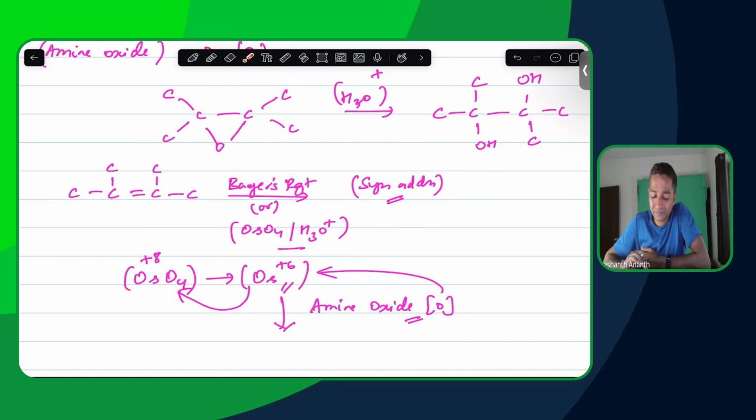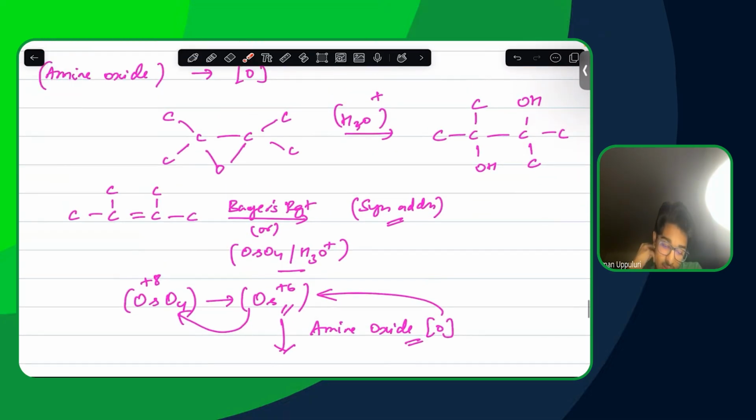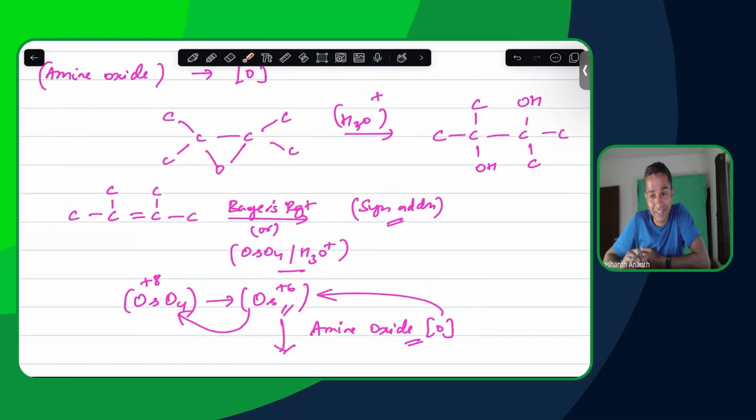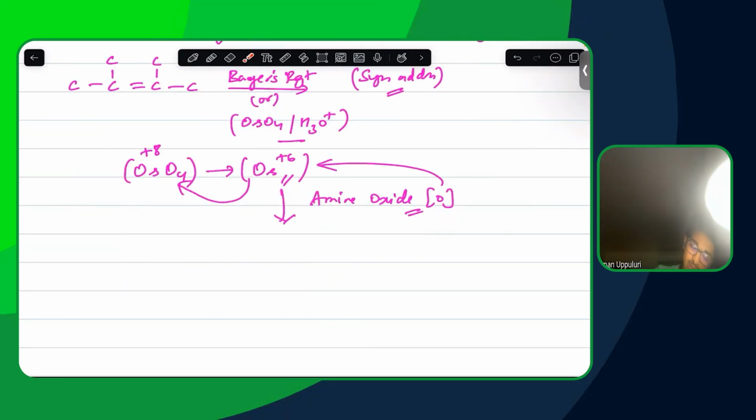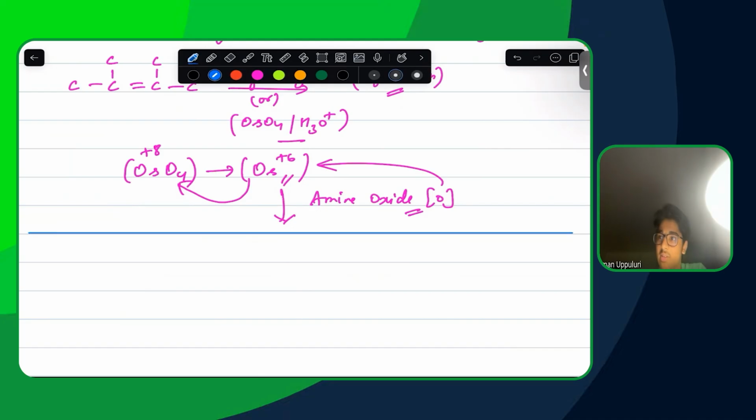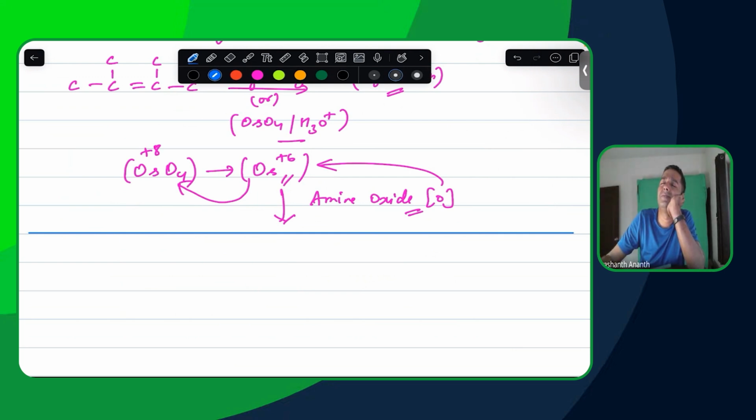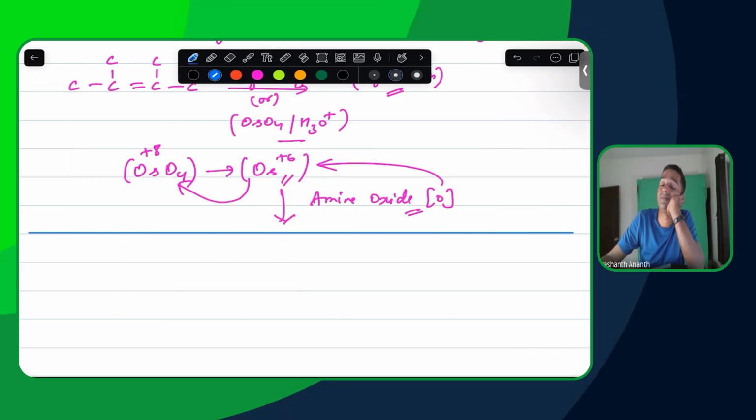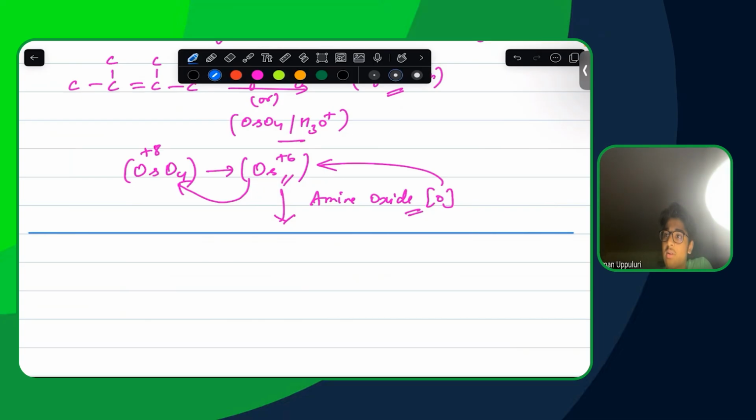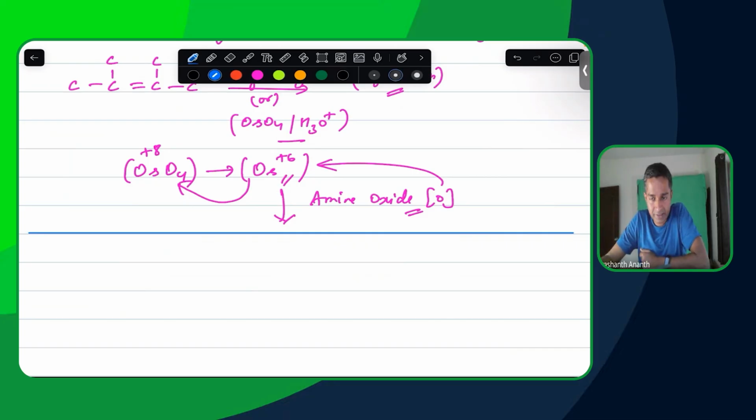Sir, in a few places, this iodolactonization thing came. Oh, by the way, this is new to me also. I've also not heard of this thing. Go on. In a few questions, they were asking what will happen if you add iodine and sodium bicarbonate, NaHCO3, to an alkene. So iodolactonization, they said. What exactly is it? Lactone is going to be a cyclic ester.